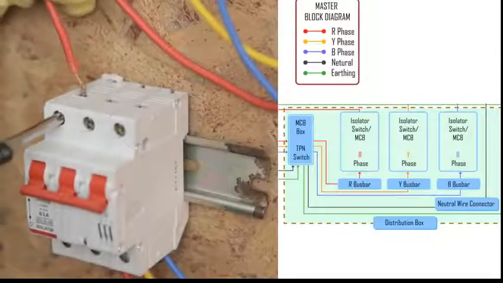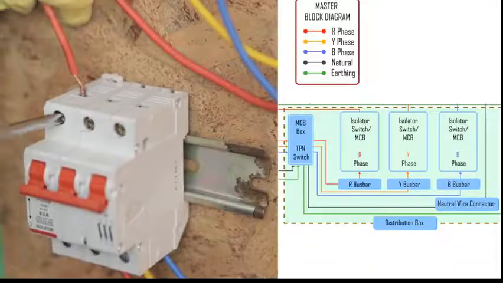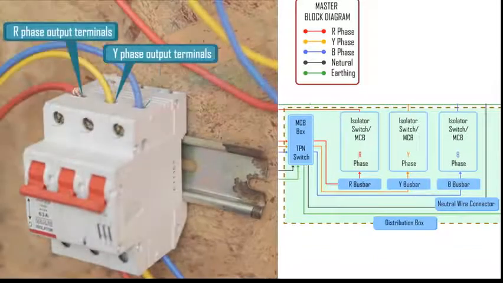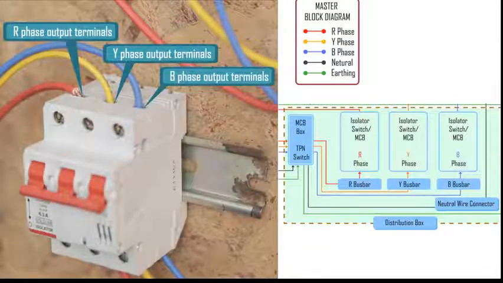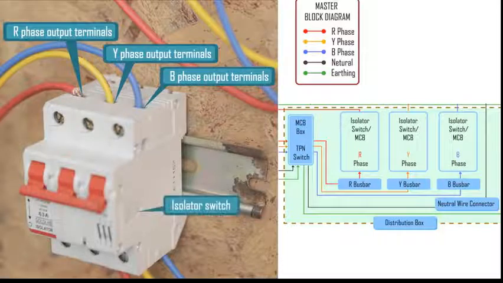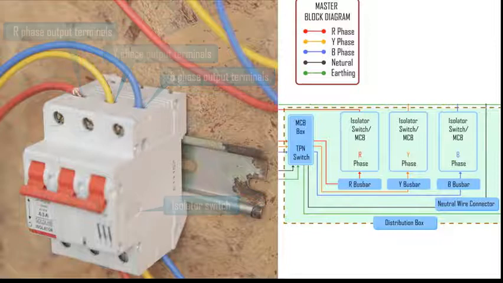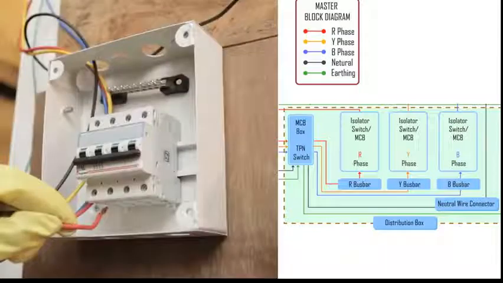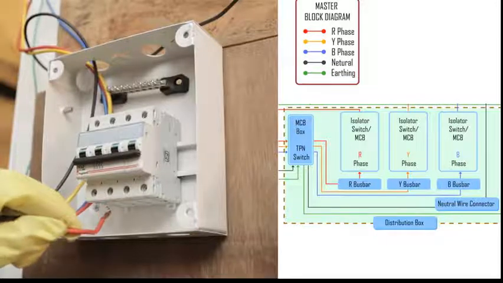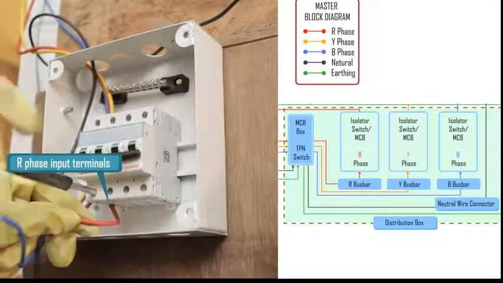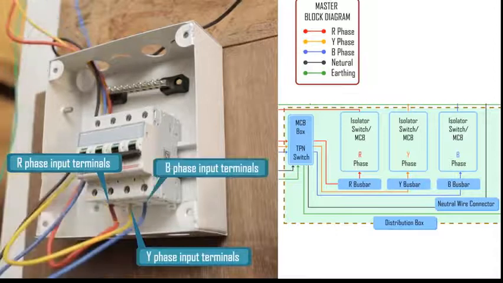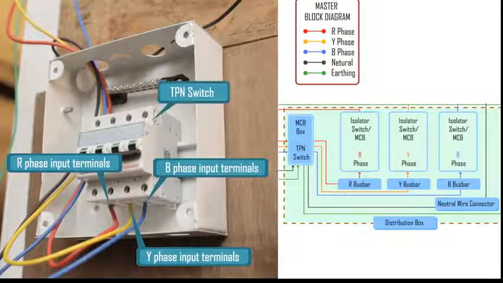First connect red, yellow and blue wire in the R, Y and B phase output terminals of isolator cutoff switch. Then connect the R, Y and B phase output of cutoff switch to the respective R, Y and B inputs on the TPN switch.